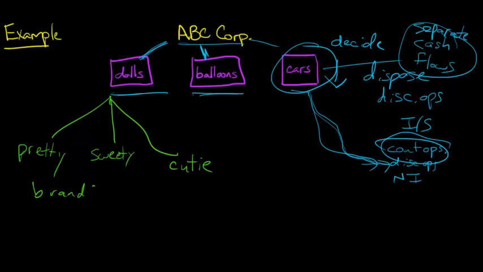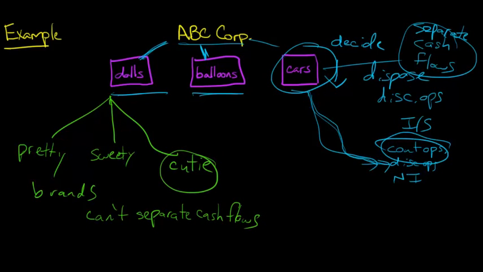And with these brands, maybe we can't distinguish the cash flows. We can't really separate this out and say, okay, which cash flow? Maybe because we just want to get rid of the Cutie brand, but we're going to keep the Pretty and the Sweetie brand. We're just going to get rid of Cutie, but we can't separate out the cash flows. We just say, well, there are so many common things going on here. It's a common manufacturing process, whatever. We just can't separate this. So then it's not a discontinued operation.